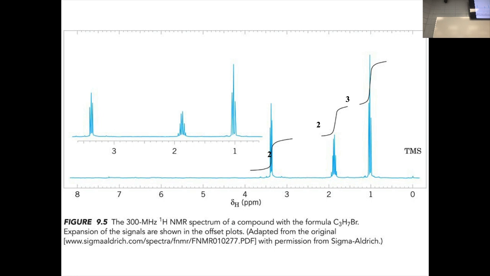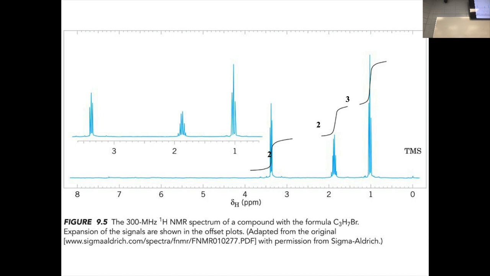So this molecule is CH2Br, CH2, CH3. Those 2 hydrogens give that middle signal. And how many total neighbors does it have? 3, 4, 5. 5 plus 1 is 6. And if we look really carefully and count, there's 1, 2, 3, 4, 5, 6.